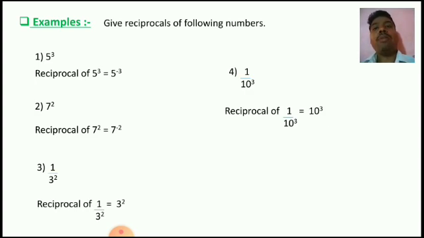So 1 divided by 10 cubed is 10 raised to minus 3. So 10 raised to minus 3, its reciprocal is 10 raised to 3. Next example is 9 raised to minus 2. So we have to write the reciprocal of this. So the reciprocal of 9 raised to minus 2 is 9 raised to 2.